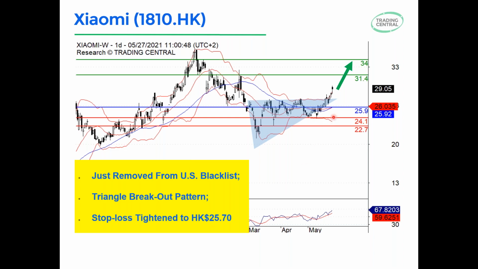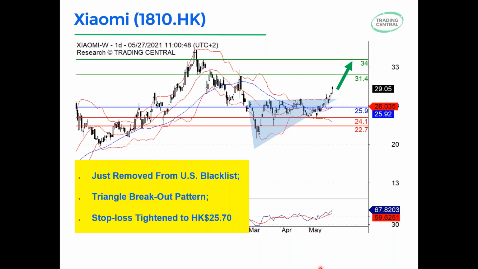Oh, stop loss. I have tightened to 25.9. Okay, not 27, 25.9. It is around both the 20 day and 50 day moving average. As you can see, for this kind of stocks, I always make a very tight stop loss, because they just swing to a great extent all the time. Okay, so take care of this one.